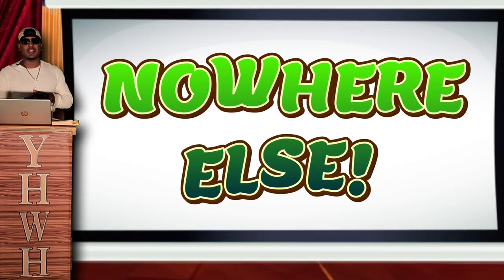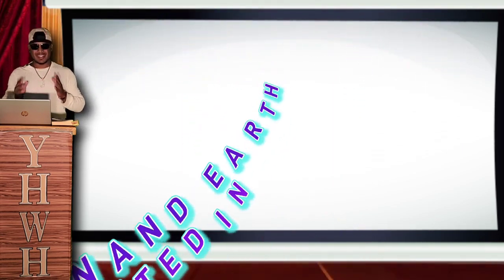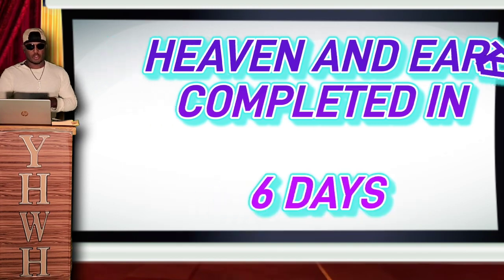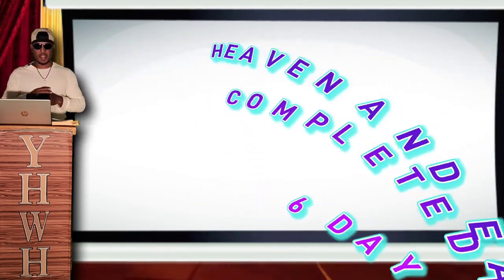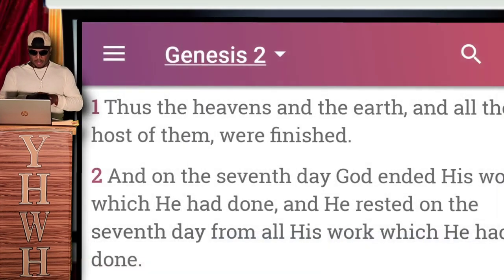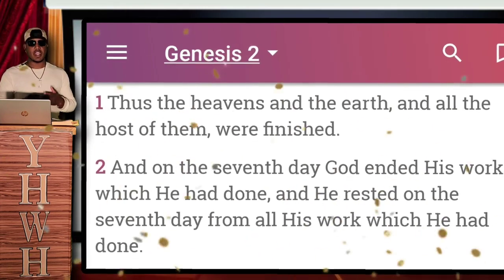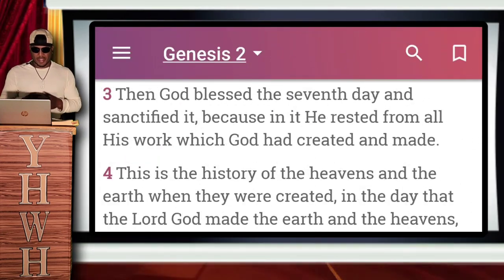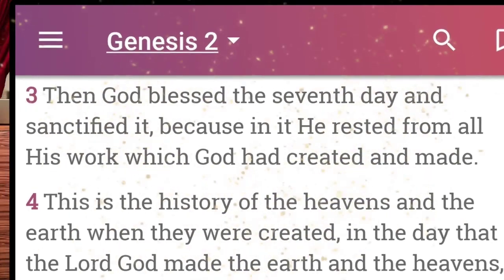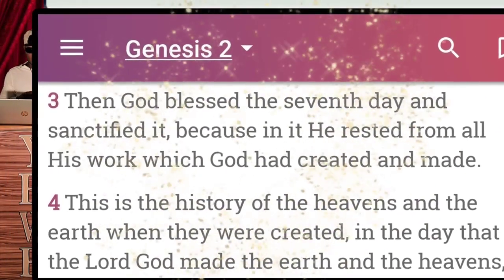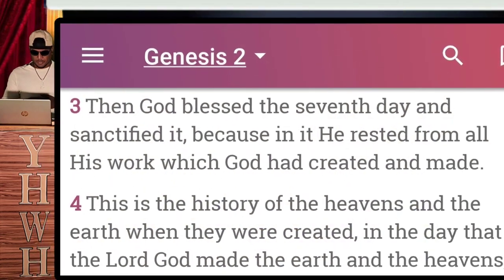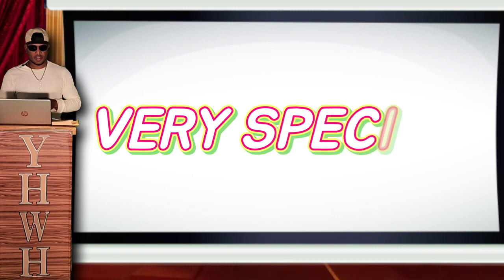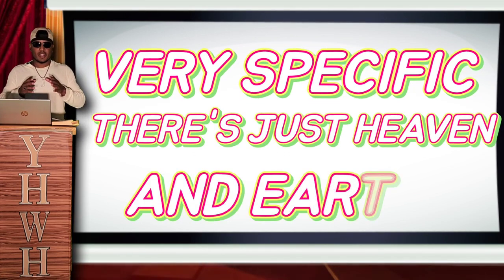All right, so now let's go to when God completed his work. So he made the heavens and the earth in 6 days, 6 days out of a 7-day week. All right, so Genesis chapter 2, verses 1 through 4 is the seventh day. Thus, the heavens and the earth and all the host of them were finished. On the seventh day, God ended his work which he had done, and he rested on the seventh day from all his work which he had done. Then God blessed the seventh day, sanctified it, because in it he rested from all his work which he had created and made. This is the history of the heavens and the earth when they were created, in the day that the Lord made the earth and the heavens. Very specific. There's just heaven and earth in the universe.